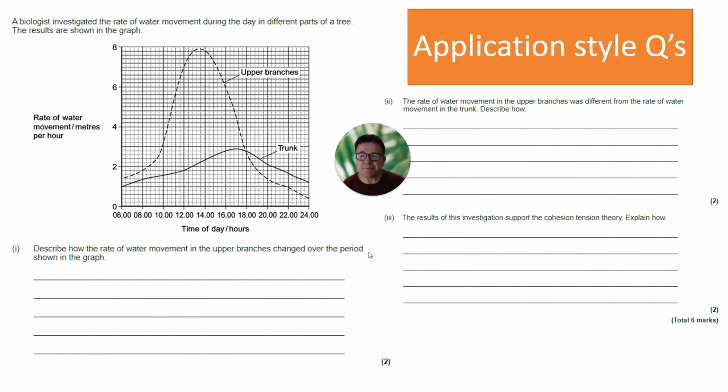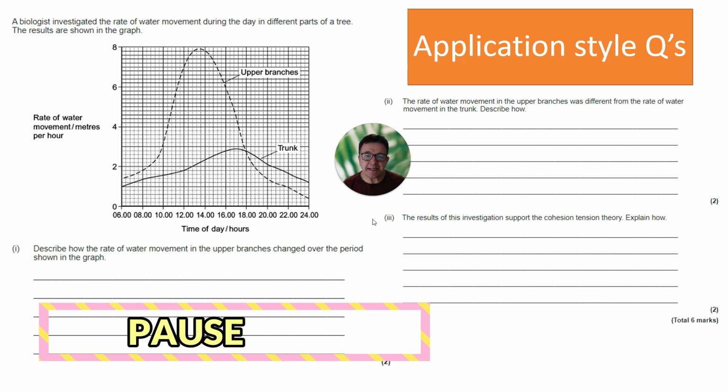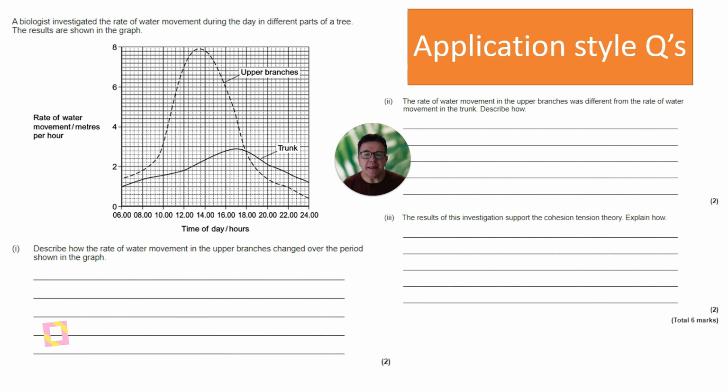This next question, you can see it says investigated the rates of water movement during the day in different parts of a tree. The results are shown in the graph. And so you can see rate of water movement, meters per hour, and the time of day. So I'd like you to have a go at these questions. Again, please do pause and then come back and we'll have a look at the answers.